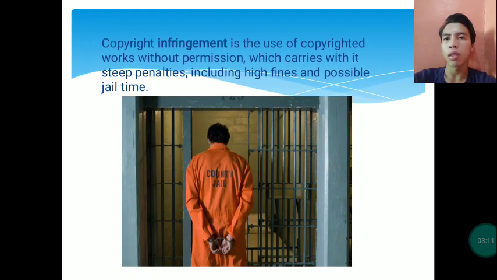And copyright infringement. What are the consequences you can get? Copyright infringement is the use of copyrighted works without permission, which carries with it stiff penalties including high fines and possible jail time. So if you copy the works of others without permission, copyright law can give consequences for you, and you may be put in jail, if you go against the copyright law.